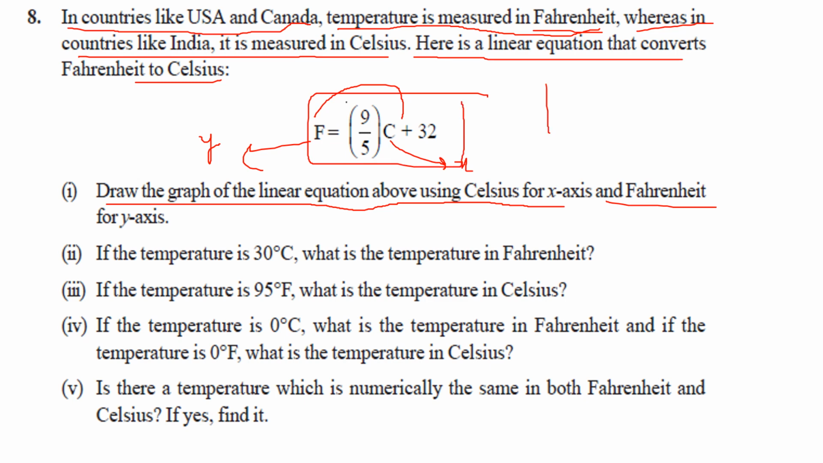You have to make a box in which this C will be acting as your x coordinate and this F will act as your y coordinate, and again you have to find three inputs and outputs for them respectively. Understood? After finding these 3 points, you can easily locate them on the xy plane, and you will obtain your line. After that, you have to find all these parts. So let's see the first part first.